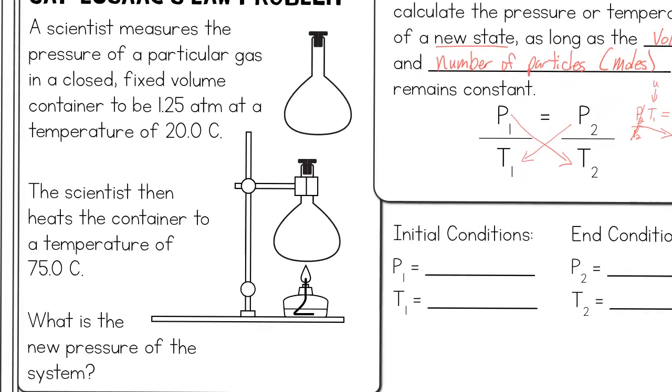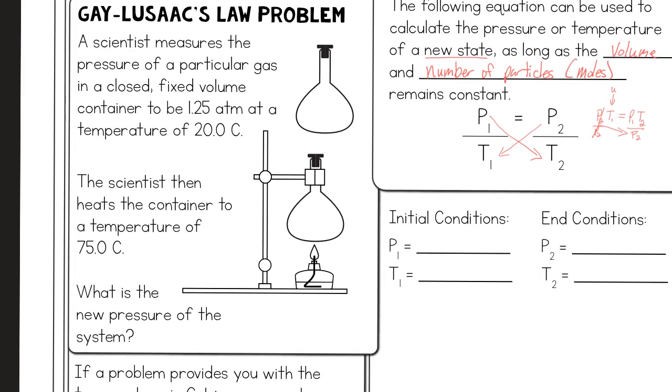So with these gas law problems, I can't stress enough how important it is to do your knowns and your unknowns. So looking at our question, our starting pressure is 1.25 atmospheres. Our starting temperature is 20.0 degrees Celsius. I'm going to have to add 273. And when I do, I'm going to get 293 Kelvin.